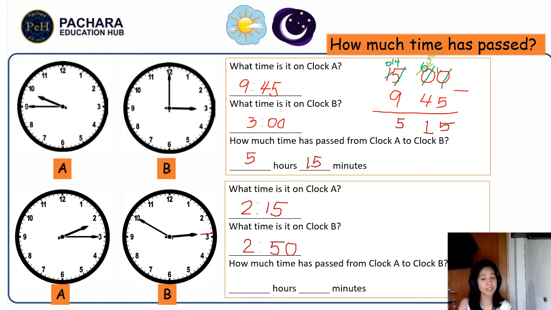Now, how much time has passed from clock A to clock B? We can just count. It's so easy. No need to check hours because it's just the same, right? Now, let's just count from 15 to 50. From number mark 3 to number mark 10. So 3.